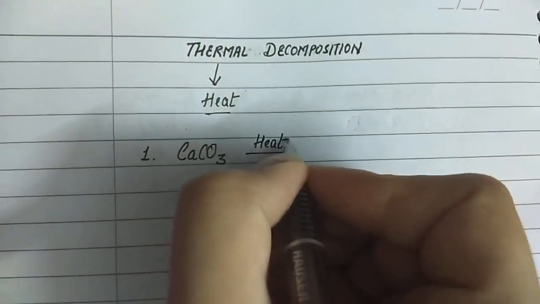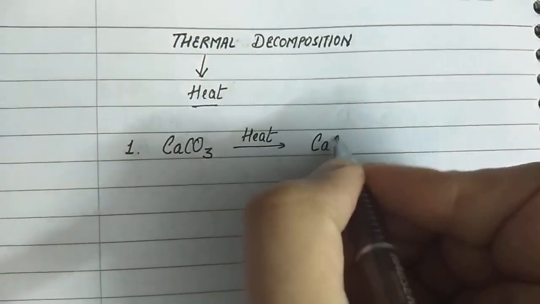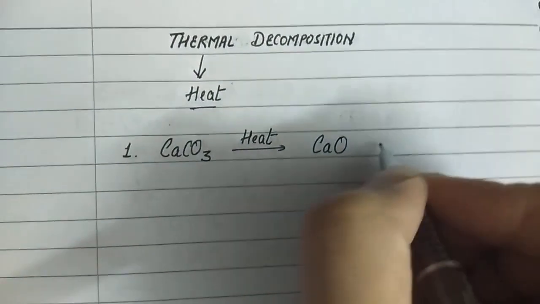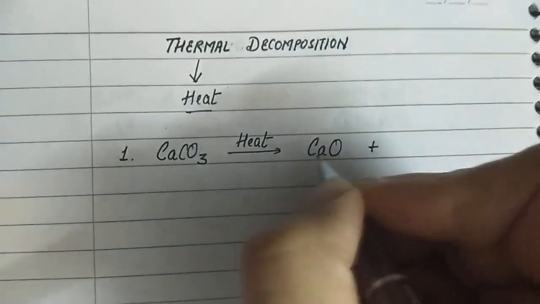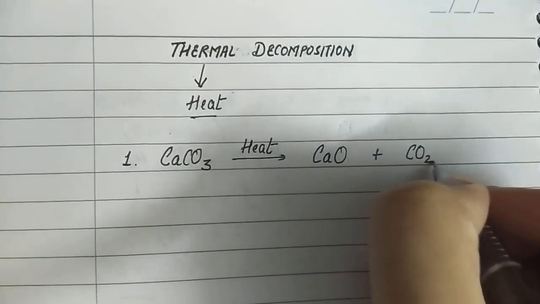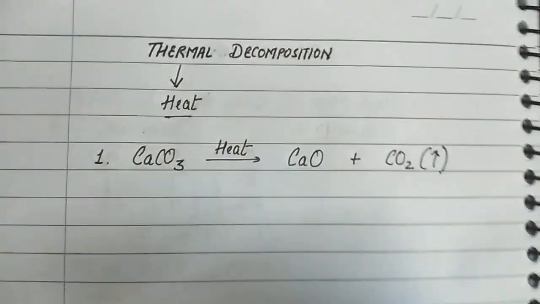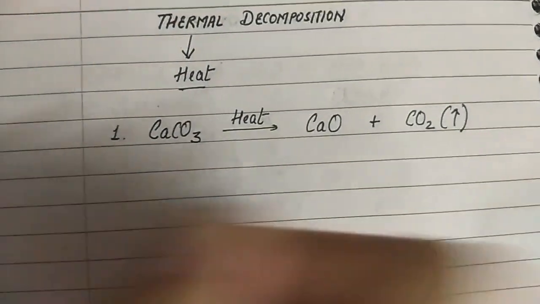Now when calcium carbonate is heated, it breaks down to give two simpler products: calcium oxide as the first product, which is the solid product formed, and the other product is carbon dioxide, which is a gas.